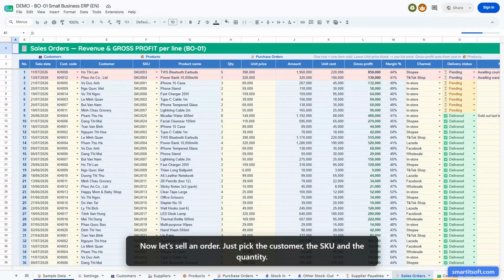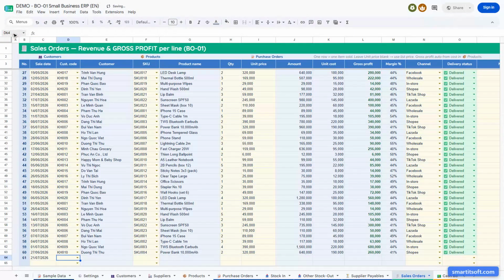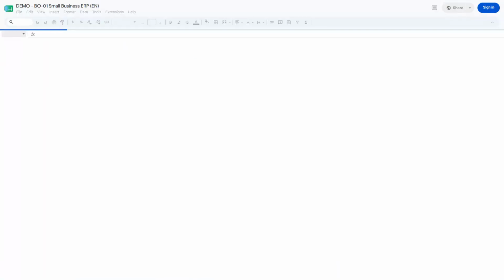Now let's sell an order. Just pick the customer, the SKU, and the quantity. Leave the unit price blank to use the list price, and the gross profit is calculated right there on the row.